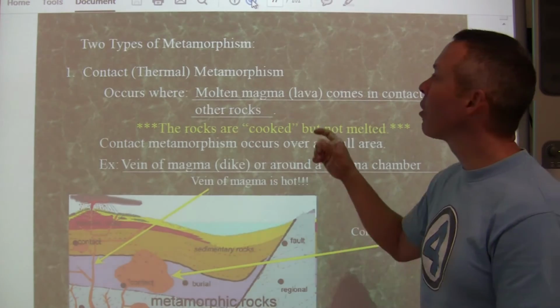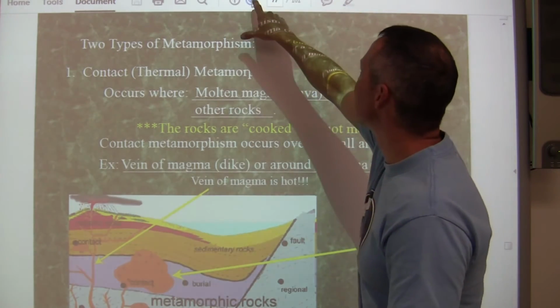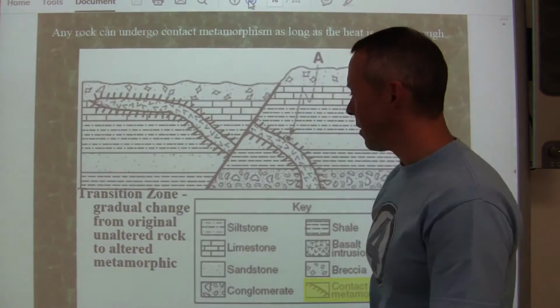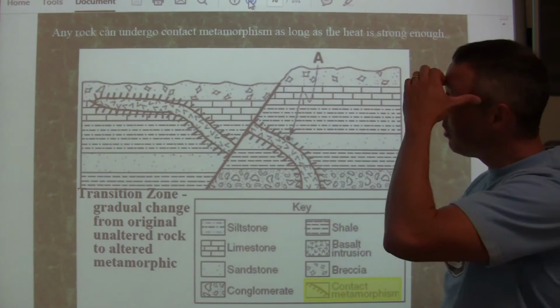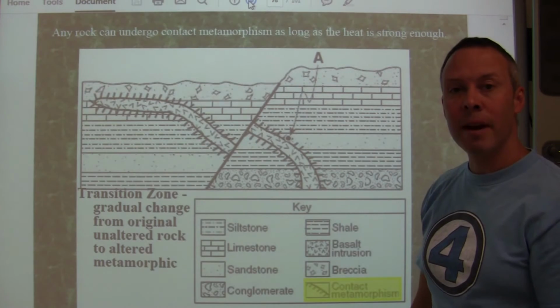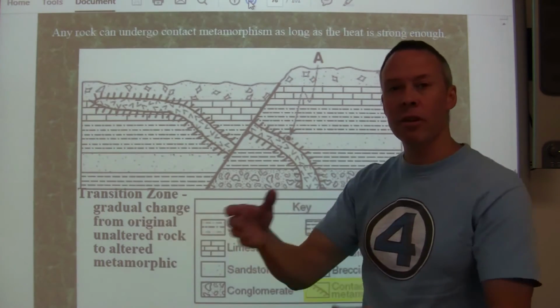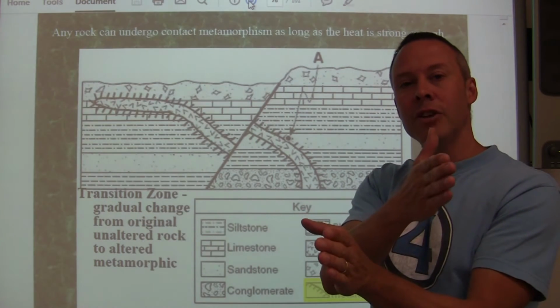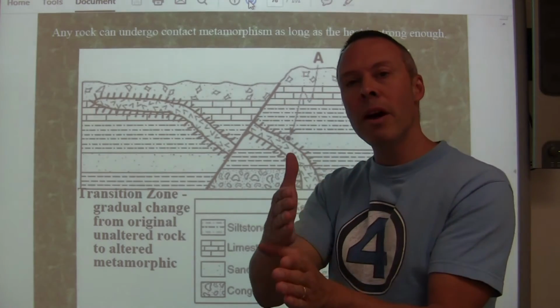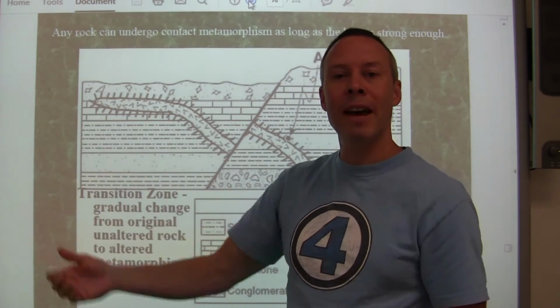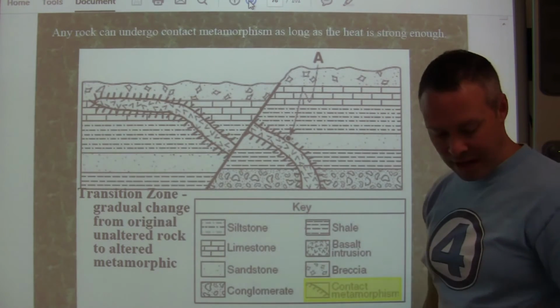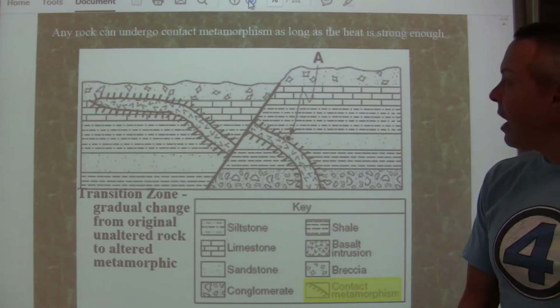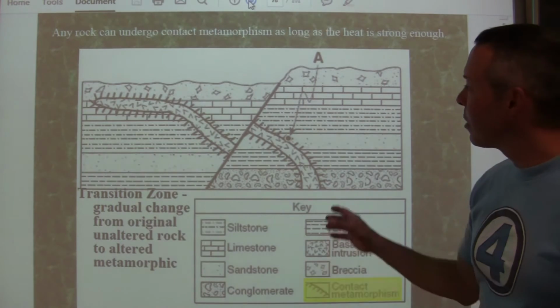Notice the rocks are not cooked, not melted, they're just kind of heated up and changed. Any rock can undergo contact metamorphism as long as you have a large enough amount of heat. And something called a transition zone is where that heat has changed the rock into metamorphic, but as you get further away, there's not enough heat, and it transitions back into the original parent rock, the original parent type. That's contact metamorphism.